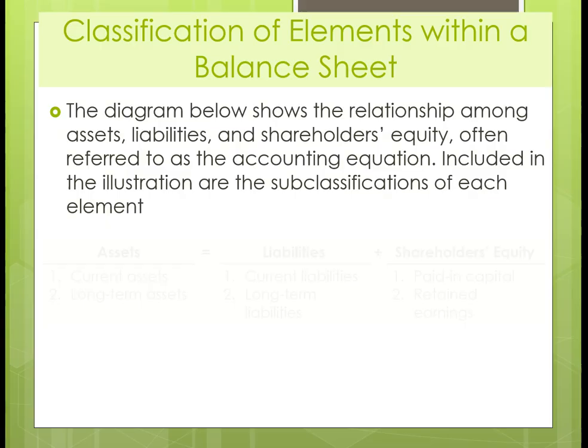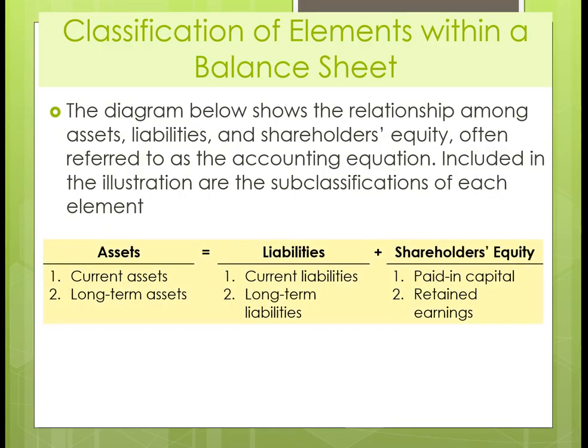little subjective. All right. So, the diagram below shows the relationship among assets, liabilities, and shareholders' equity. That's our infamous formula in accounting. And the subclasses are assets we need to break down between current and non-current or long-term. Liabilities also we need to break down between current and long-term or non-current. And stockholders' equity minimum has paid-in capital, common stock, and retained earnings.